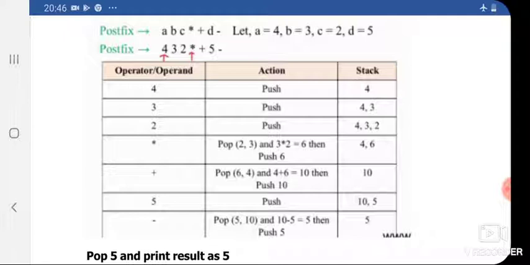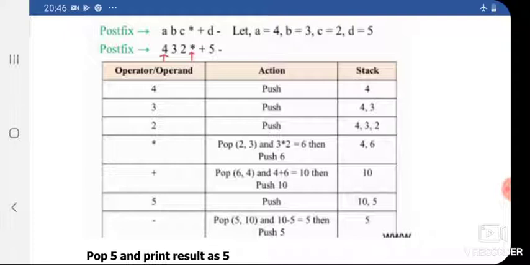Next incoming symbol is star, which is an operator. So when I get an operator, I pop the first two values, let us call them s1 and s2. That is, I pop 2 and 3. Let s1 become 2 and s2 become 3, and with respect to star I perform the s2 star s1 operation, that is 3 into 2 equal to 6, and again I push 6 back to the stack. Therefore inside the stack now there are two values, 4 and 6.